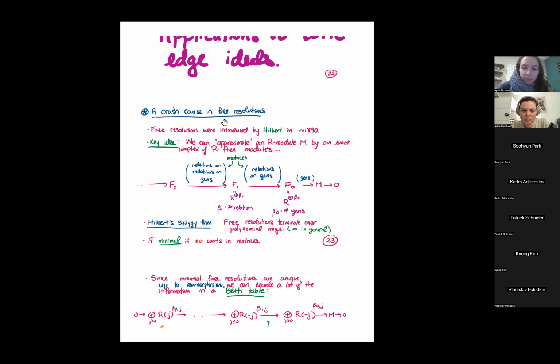You can see in these pictures that I'm going to have a degree shift. This is just because I want my maps to be degree preserving, and that's what these minus j's are. I want to keep track of the ranks of the free modules that show up here, so the ranks of those graded pieces. So beta is indexed by homological degree 0, 1, and so on. The homological degree is the first index, and the second index tells me the degree shift that I had to do.